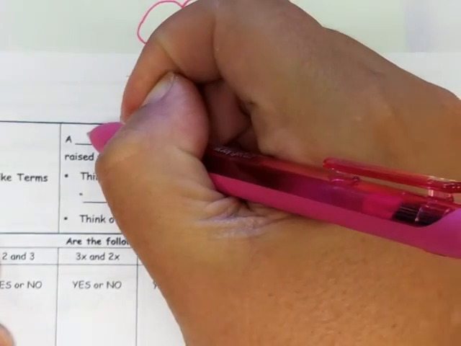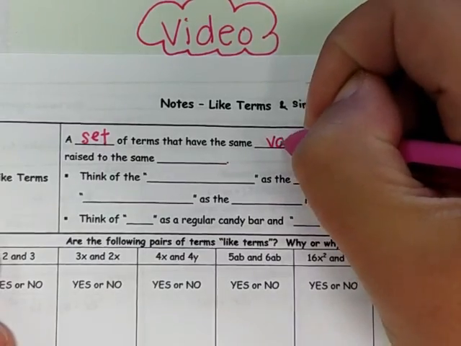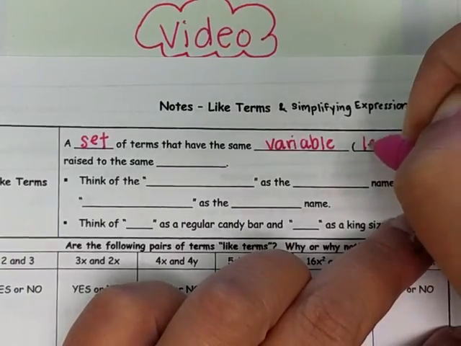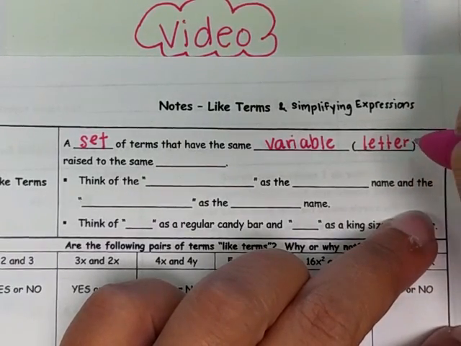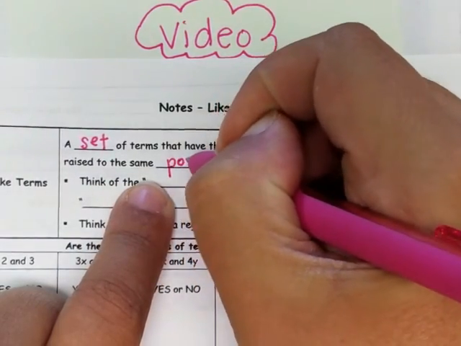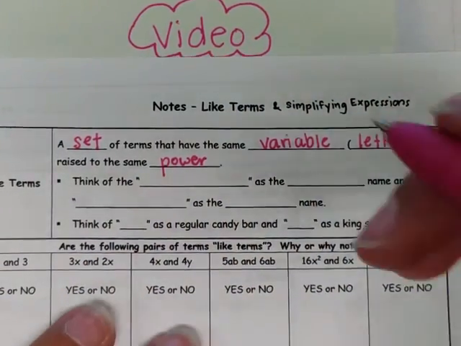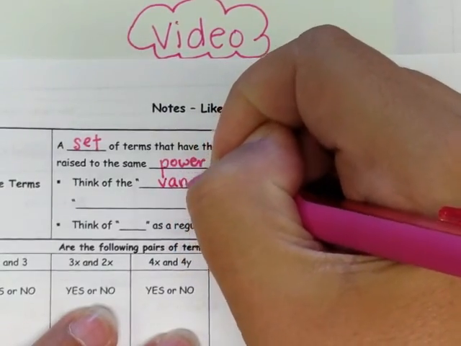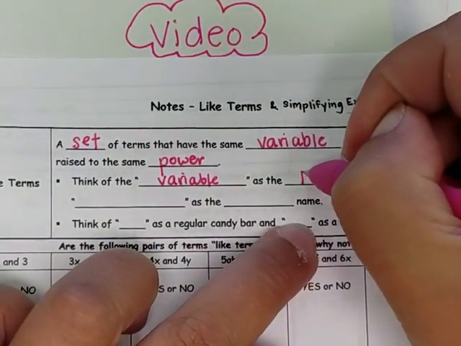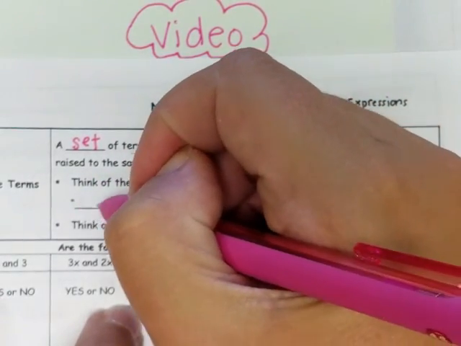So like terms are a set of terms that have the same variable. Variables are letters that we use, X, Y, Z, A, B, C, raised to the same power. They have to have the same power in order for them to be like terms. So we're going to think of the variable as the first name and the power as the last name, like of a person.